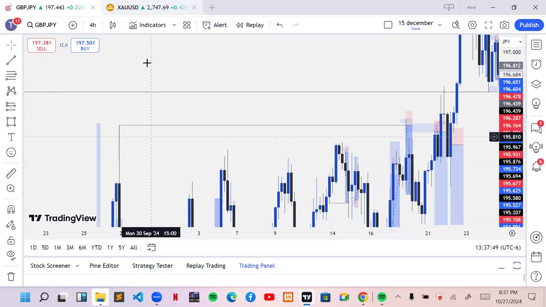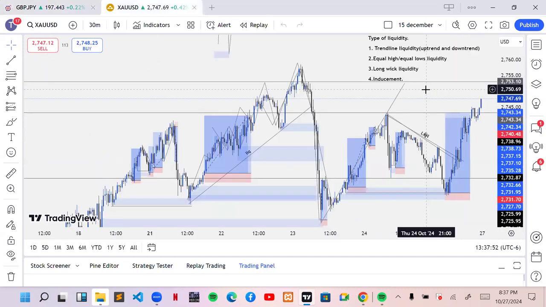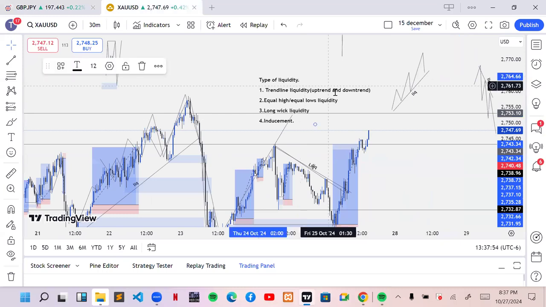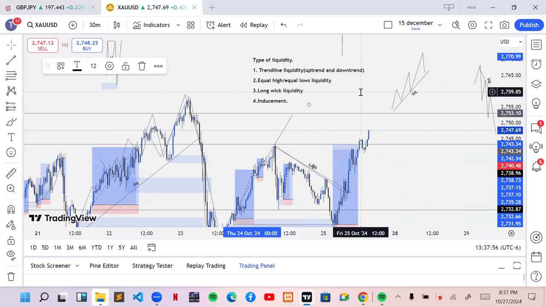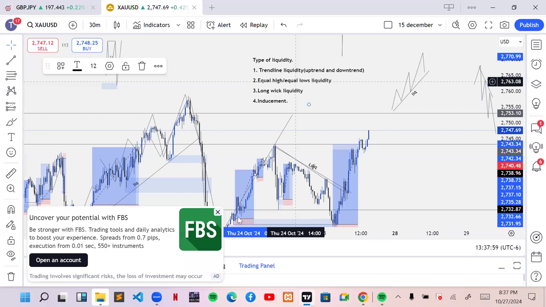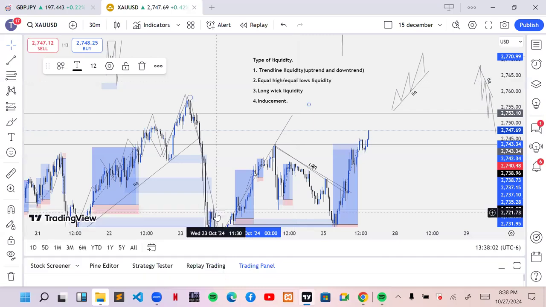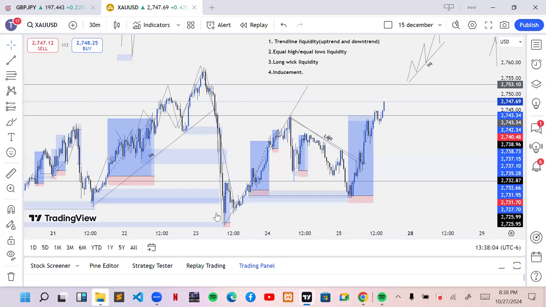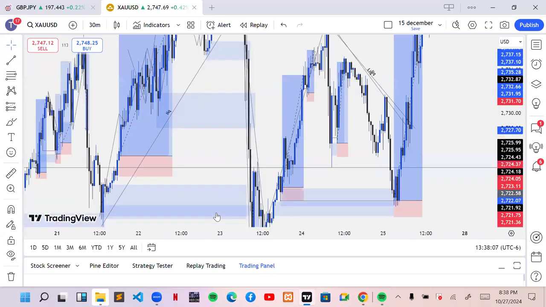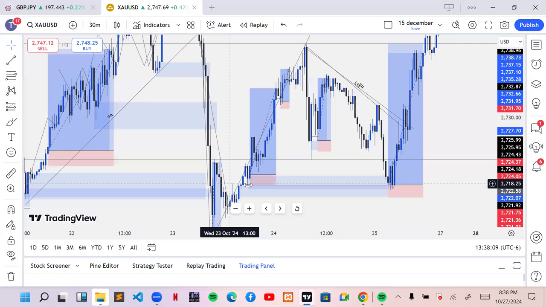So there is trend line liquidity, that is uptrend and downtrend. There's equal highs and lows liquidity. There's long wick liquidity, and then there's the one you people know, inducement. Inducement is basically the first pullback that the market makes after a structure shift. So, for example, here is your inducement.